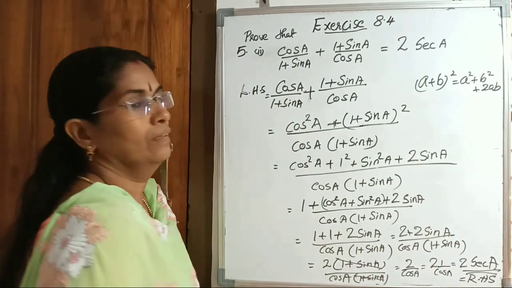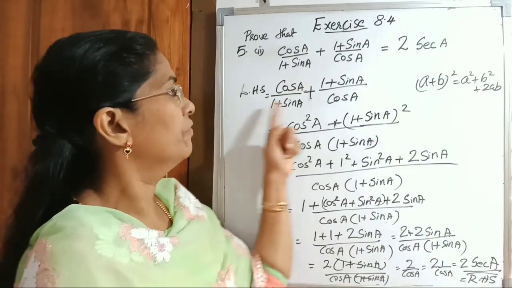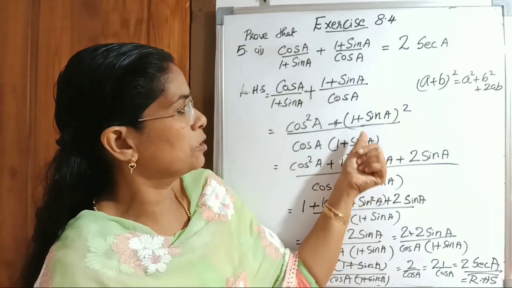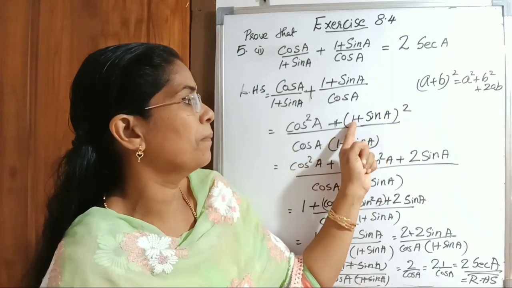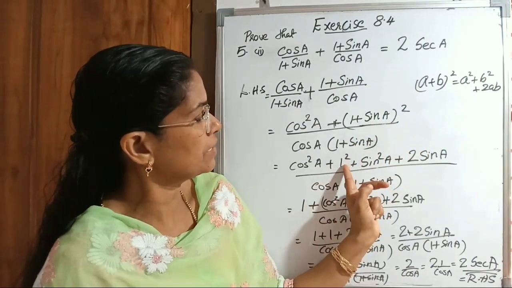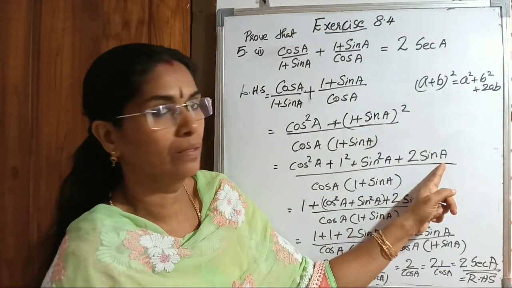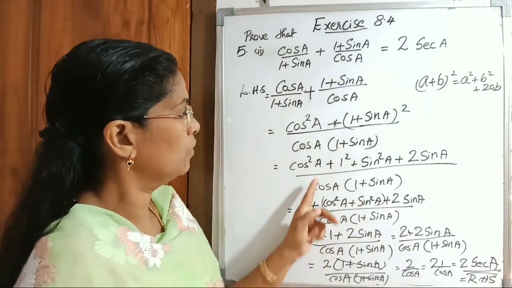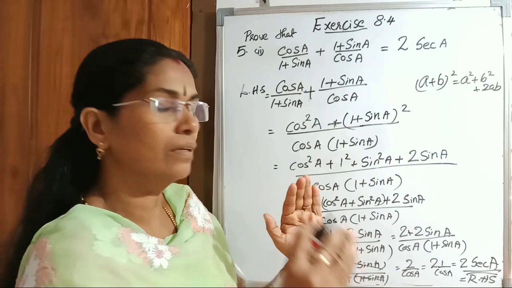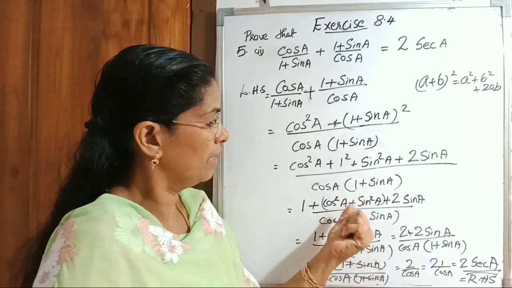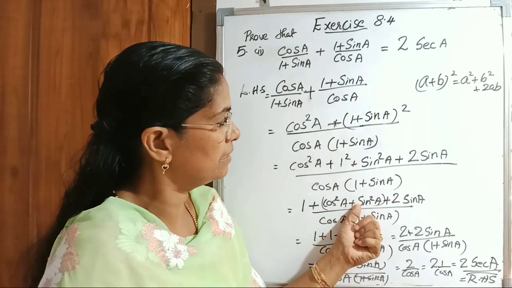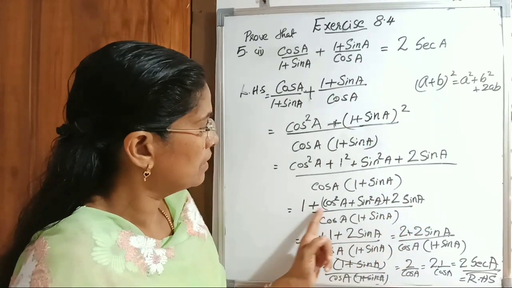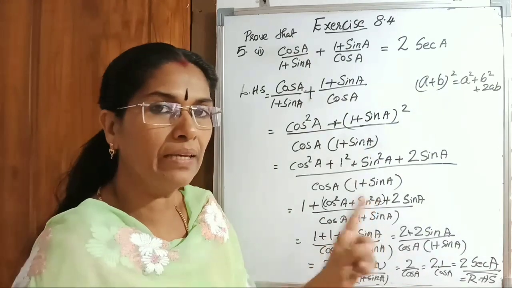Look here, very simple. First we are taking the LCM, cos a into 1 plus sin a. After that we are expanding using the algebraic identity a plus b whole square, a square plus b square plus 2ab. Again we are rearranging the terms. 1 square is 1, cos square a plus sin square a. We are taking them together because we can apply the trigonometric identity here. 2 sin a divided by, there is no change in the denominator. See, its value cos square a plus sin square a is 1.